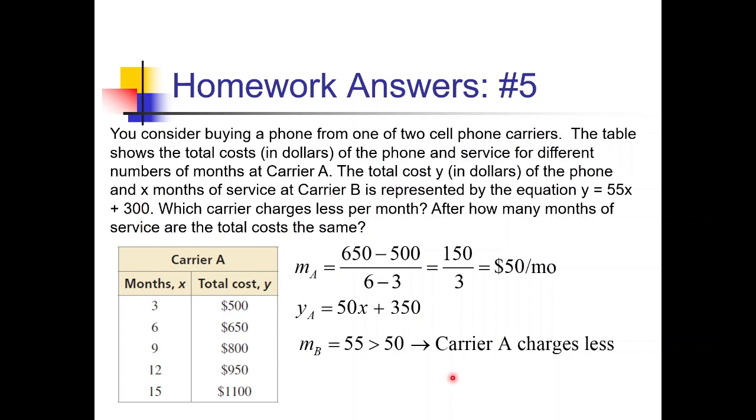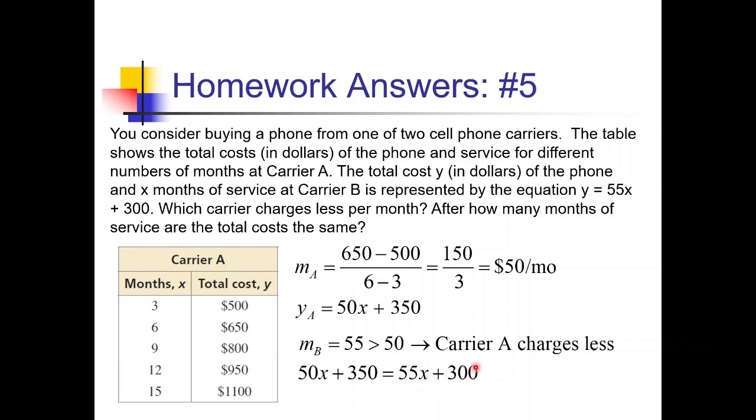So let's go ahead now, and to figure out where these are the same cost, we need to set them equal to each other. I'm going to use the substitution method. So we have y equals 50x plus 350, and y also equals 55x plus 300. So if I replace one of these y's with the equation for the other line, I can solve this thing. So let me take this 50x plus 350 and substitute it for this y right here. So I've got 50x plus 350 equals 55x plus 300.